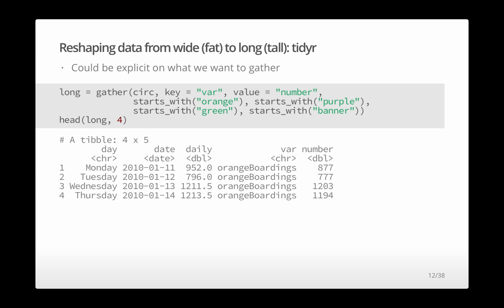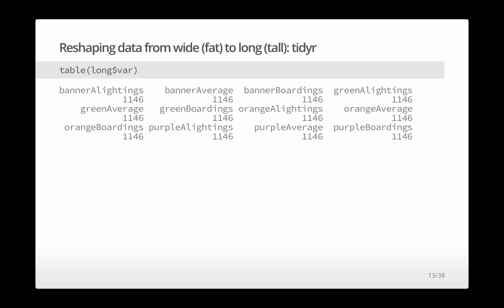All right. Does that make sense? So you gather, data set, 2 new columns. What are the things you want to gather up? So again, when we do the table, we see there are 1,146 observations. So that's how many days there were actually observed in this data. And we have records now for each one of the variables that we gathered up. Okay?